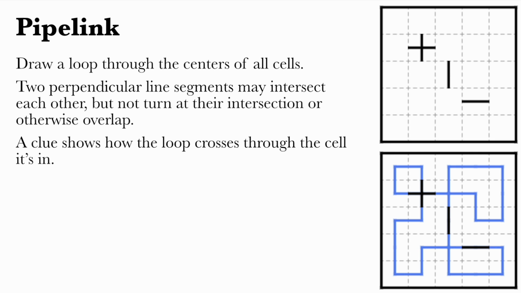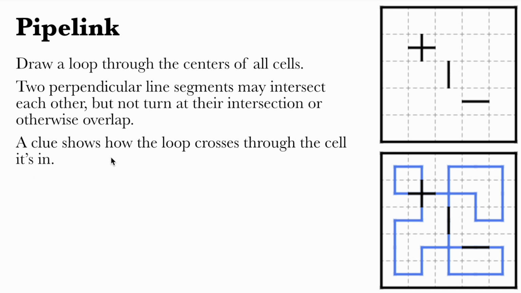In a Pipelink puzzle, we will draw a loop through the centers of all cells. On its face, that sounds like what we would expect from something like simple loop, except for the next rule. Two perpendicular line segments may intersect each other, but may not turn at their intersection or otherwise overlap. So in the solution, you can see that this is a loop that touches every corner of the grid, but it does have some intersections, and this is considered this line coming across here and this coming across here rather than turning at the intersection.